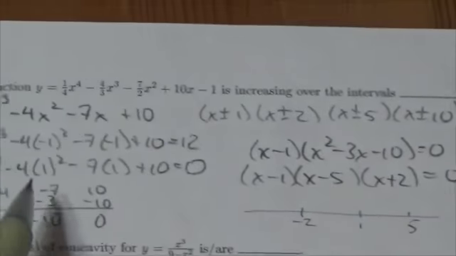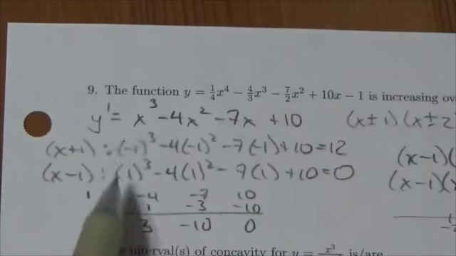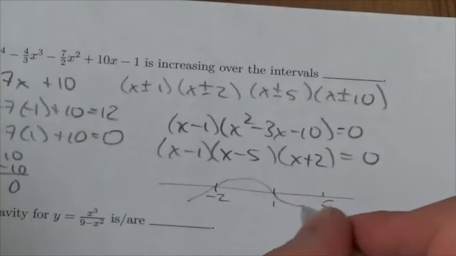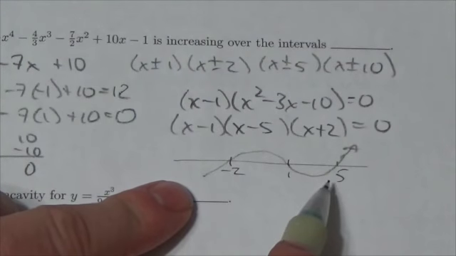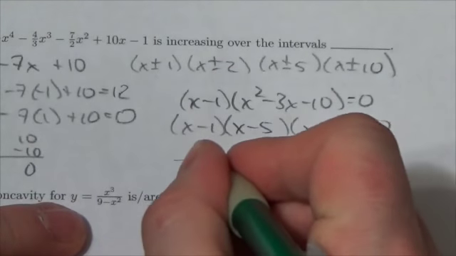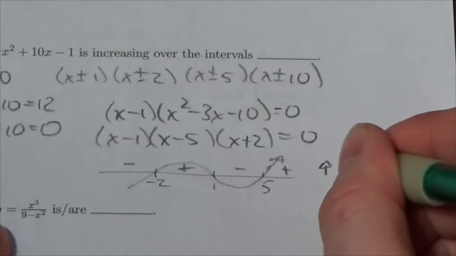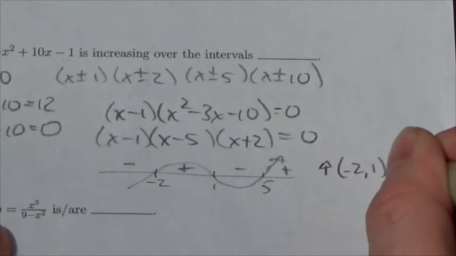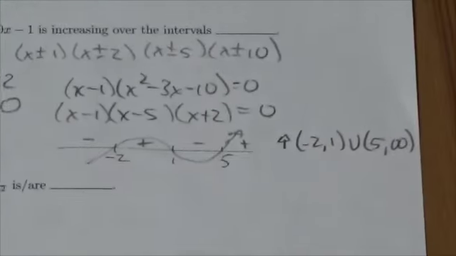Notice that the first derivative is a cubic. It's got a positive leading coefficient, so it's going to go up, down, up. And I can tell, based on where this function is positive or negative, where the original function is increasing. So the function's negative here, positive here, negative here, positive here, which means the original function is increasing on negative 2 to 1, union 5 to infinity. And there we go.